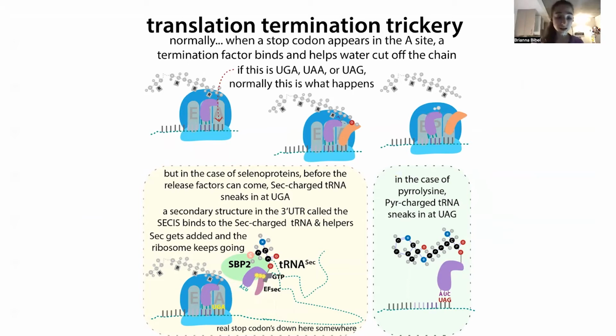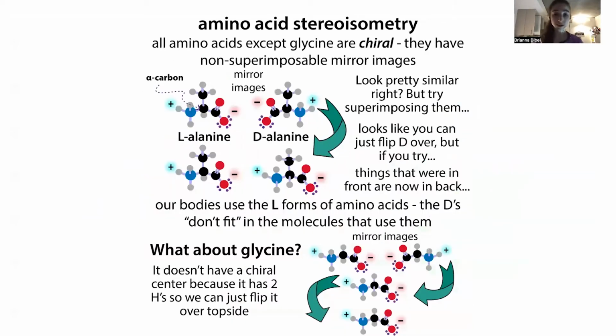But getting back to the structure of these amino acids themselves, in our bodies we use the L forms, and this refers to stereochemistry, which refers to what direction things are sticking out in space. Basically, if we say something is chiral, it has non-superimposable mirror images, kind of like your right hand and your left hand. They're non-superimposable, but they're mirror images. And molecules are like that too.